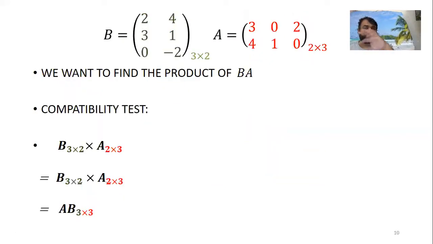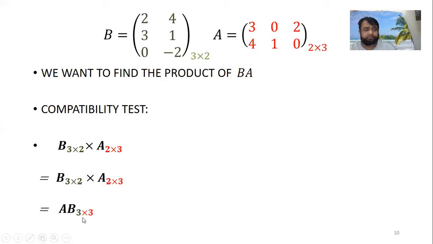Now if we change the order, say I am writing matrix B first, then matrix A second, what would be the order here? Are they compatible for multiplication? Can we do the product BA? Let's see the compatibility. Yes, B's order is 3 by 2, as you know, and A's order is 2 by 3. Here the column of B is equal to the row of A, so they are the same, and you can cancel them out. Then the remaining dimension is 3 by 3.